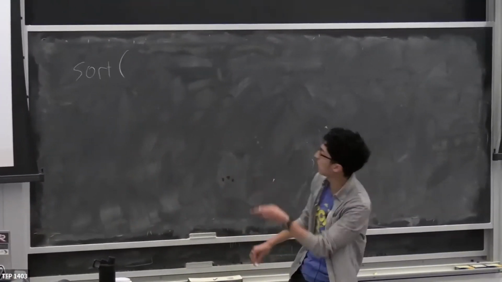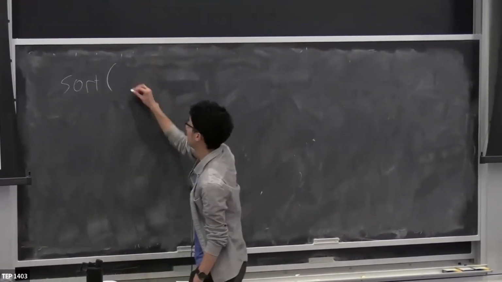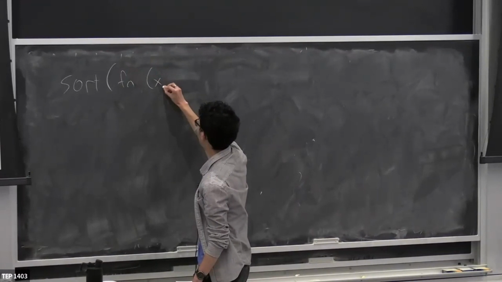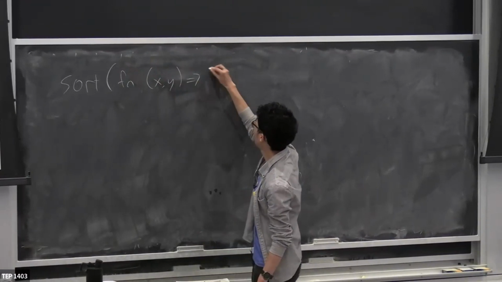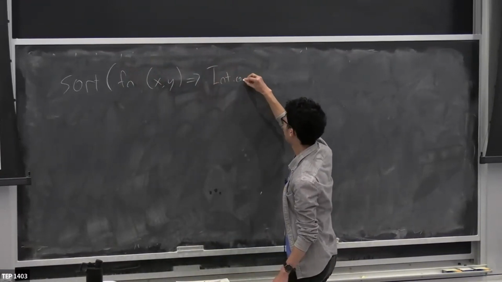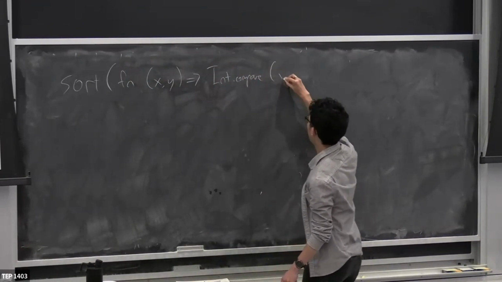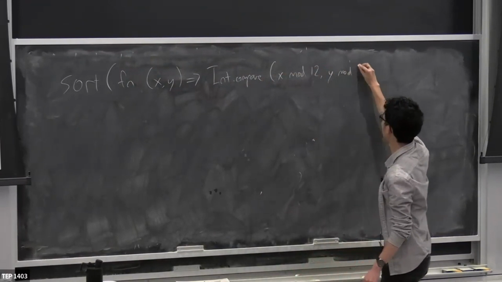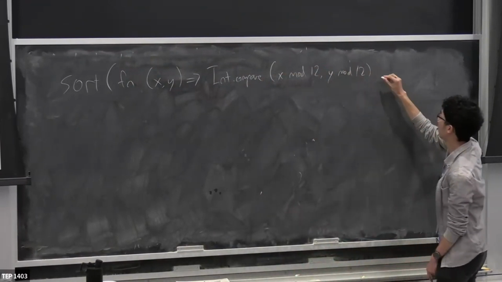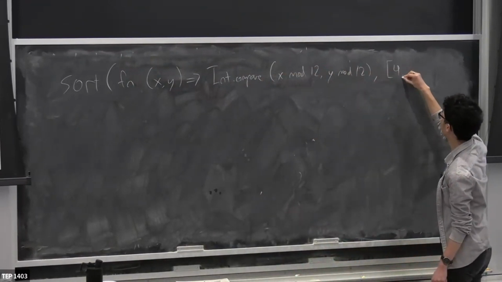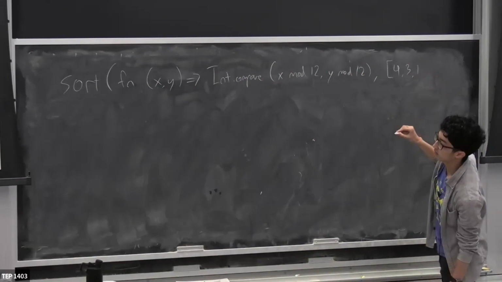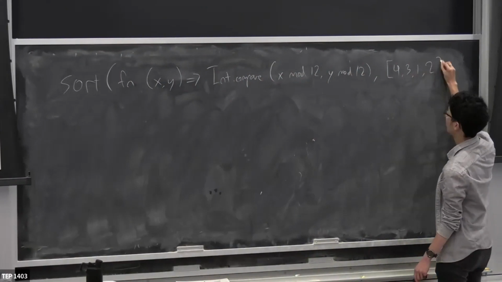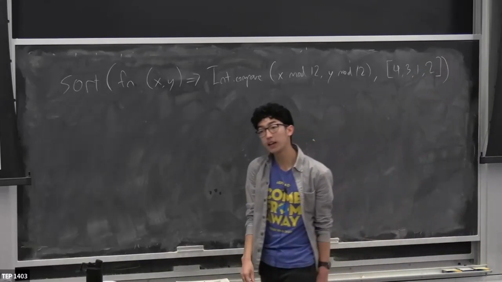So instead of defining this mod12 compare, I'm going to say fn x, y goes to int.compare (x mod 12, y mod 12). Oh, well, I don't care about the order actually, but this is how I would do it. I can do it in place.